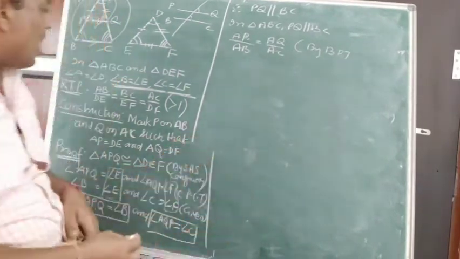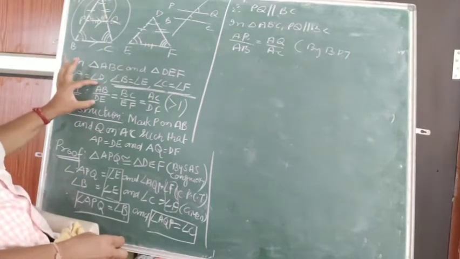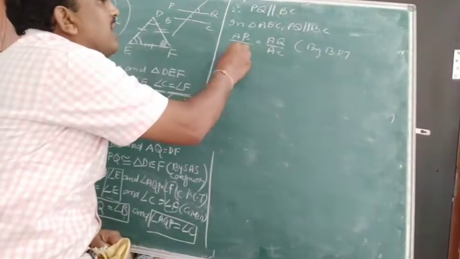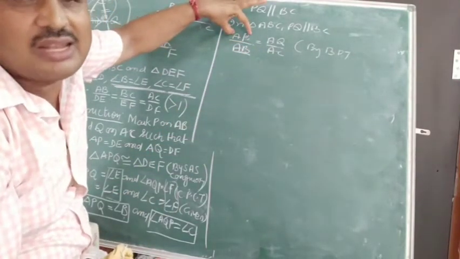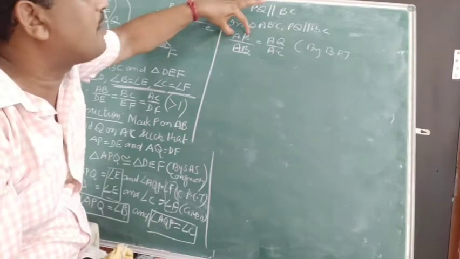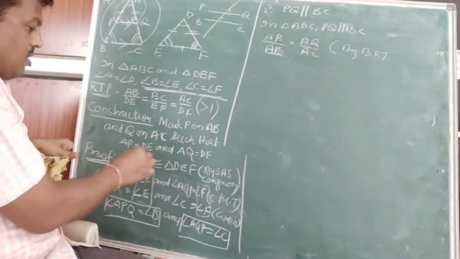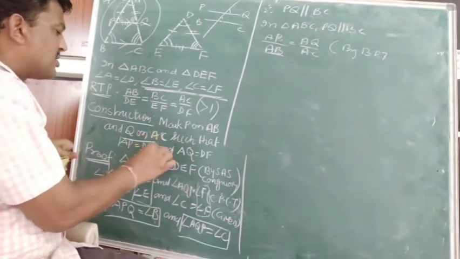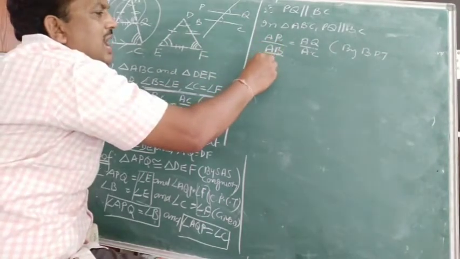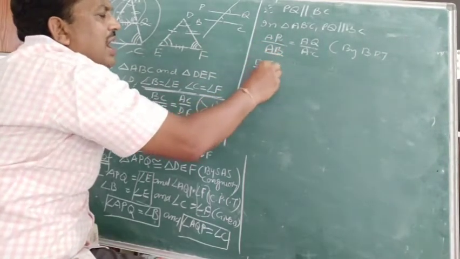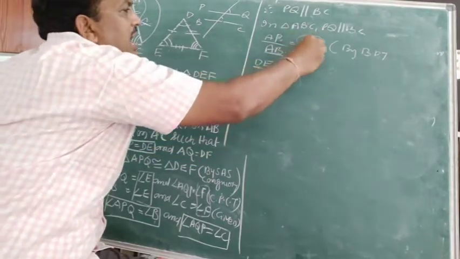So, children, what do we require? We need AB and DE. AB is there, but DE is not there. Here we have AP. So check, is there any relation between AP and DE? See here. We have assumed AP is equal to DE. In place of AP, what can I write? DE by AB is equal to, here it's AQ.